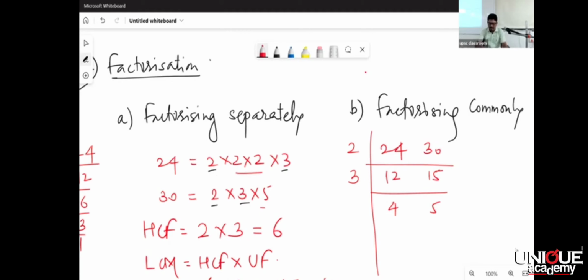Is it clear? Now, the most important thing I would like to tell you is this: by which numbers are we dividing the given numbers for finding HCF as well as for finding LCM? We need to divide by prime numbers only, compulsory. By which numbers do we have to divide? Prime numbers only. Because of that, we can get HCF as well as LCM.